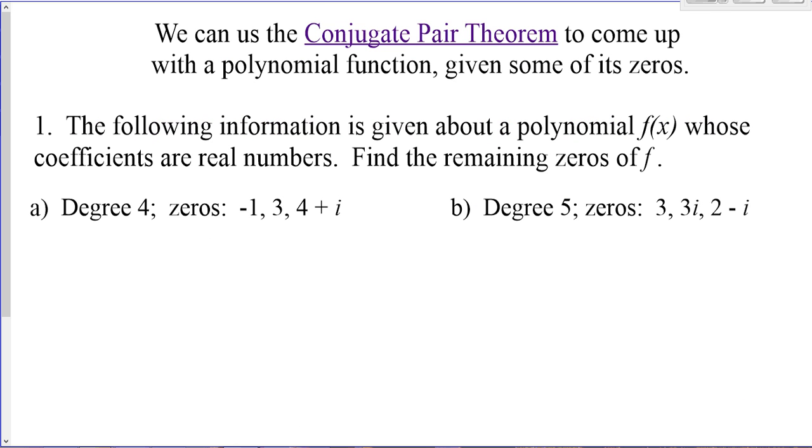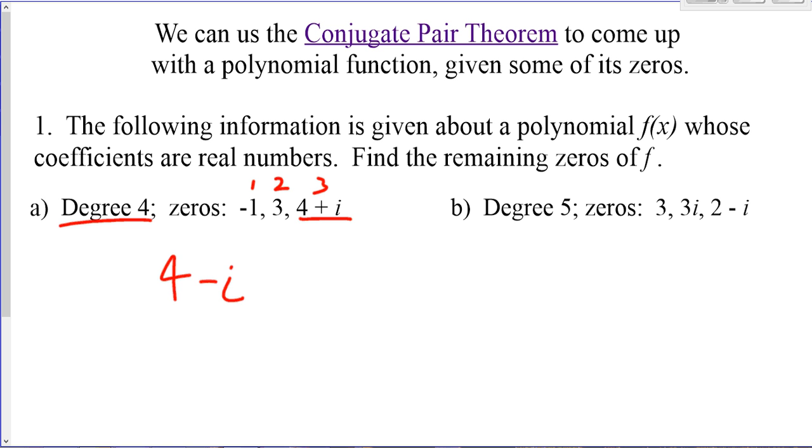All right, so we can use our conjugate pair theorem. Given the following information about a polynomial whose coefficients are real numbers, find the remaining zeros of f. So degree 4, I'm going to expect 4 zeros, whether they're imaginary or rational. So I got 1, 2, 3. Well, I'm missing a fourth one. And I know from my conjugate pair theorem that I have to have my conjugate. So my last zero is 4 minus i.